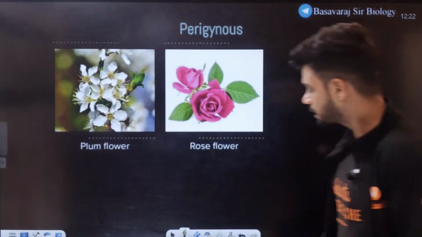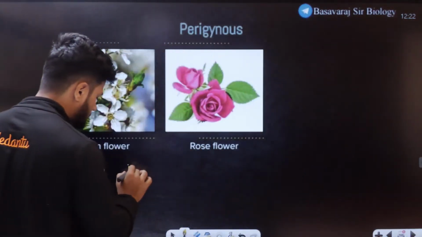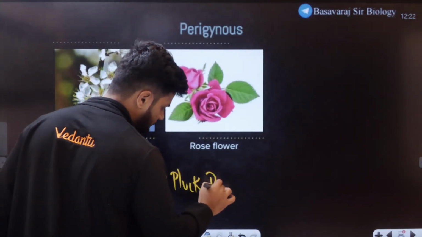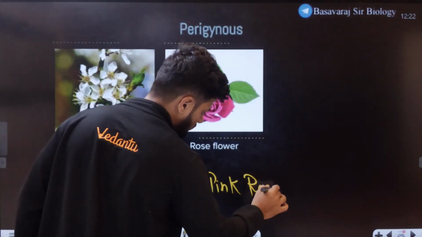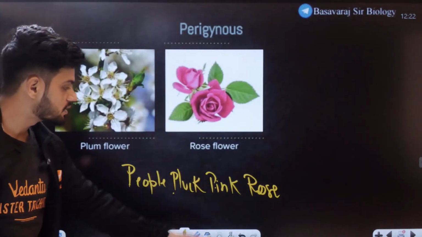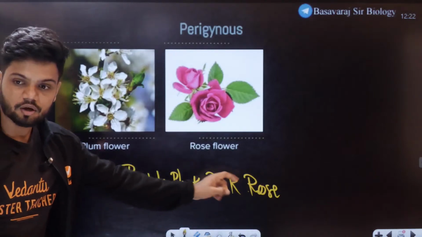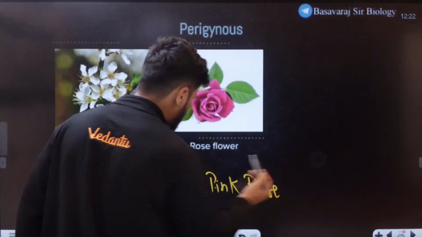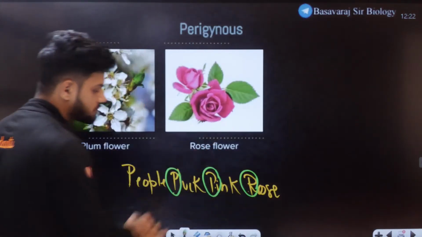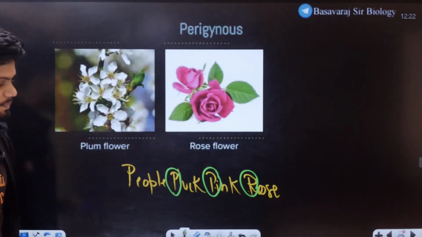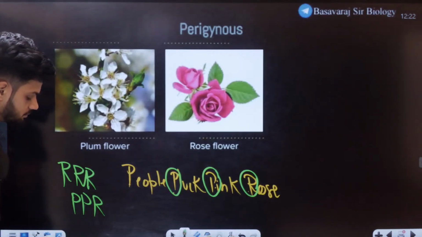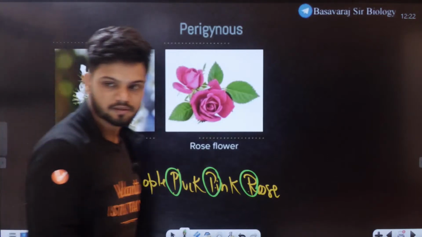Now, people pluck pink rose. That is perigynous condition. Plum, peaches, roses. So PPR, not RRR, it is PPR. It is similar to RRR, but it is PPR here. Okay, PPR. Clear, students? Clear.